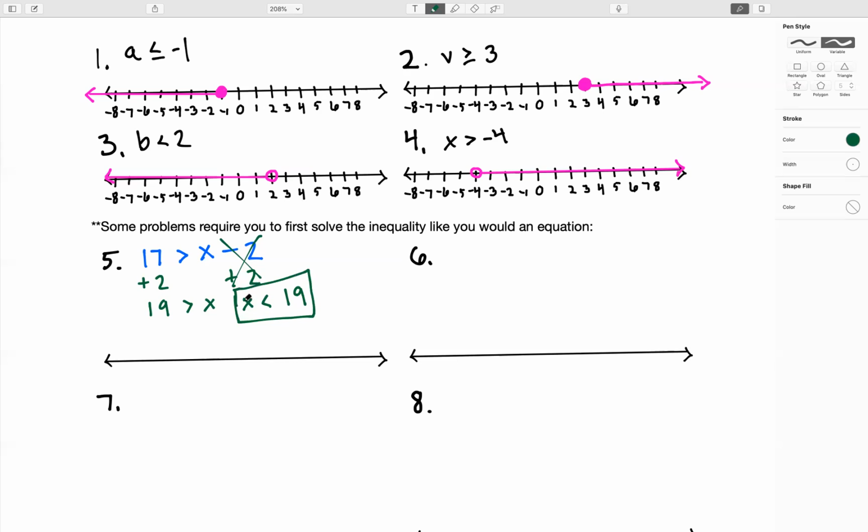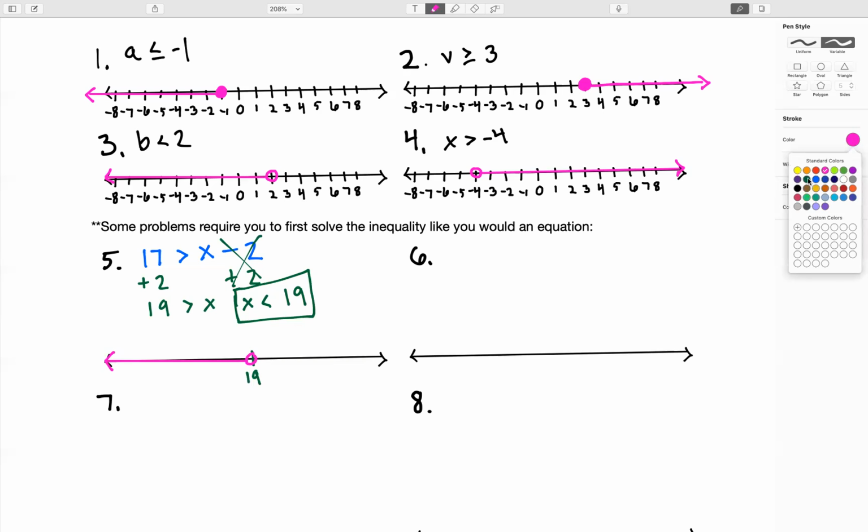So make sure that your variable is on the left side. That is actually very important. So let's just put 19 here on the line, but we're going to draw an open circle here at 19. Okay. And then I'm going to make an open circle because it's less than, not equal to. And since it is less than, I'm going to draw my line to the left.